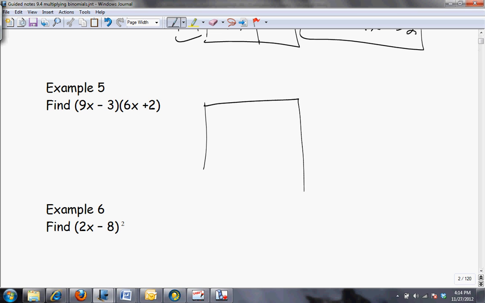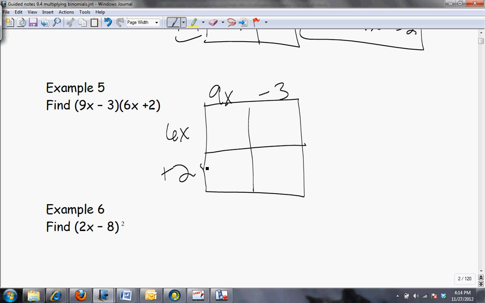All right, let's try another box one. If you feel like you got this, push pause, try it, and see if you get the same answer as I do. If you paused, you should be back now.